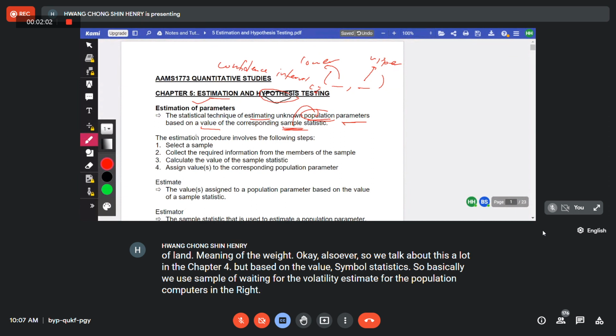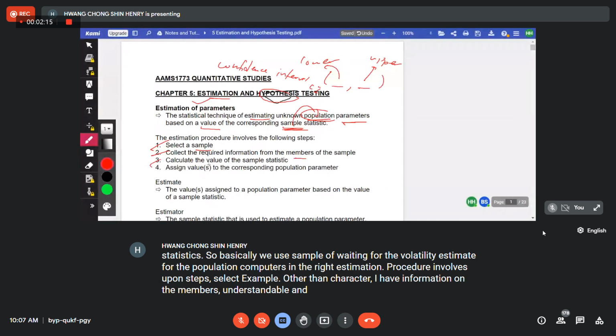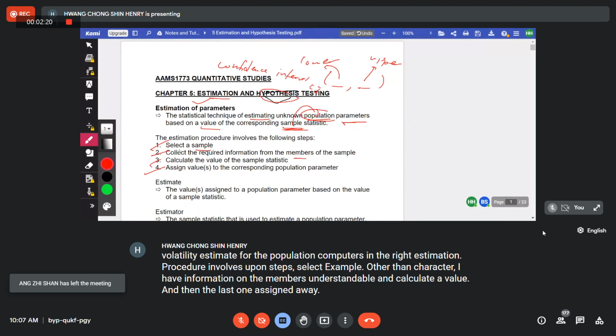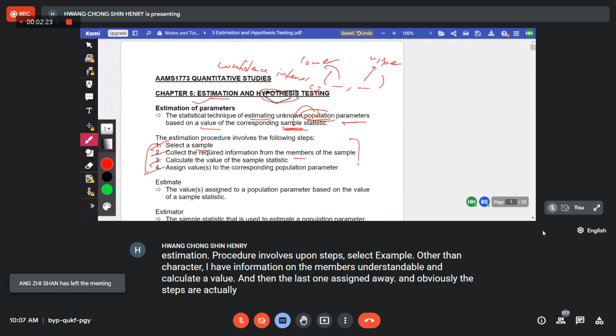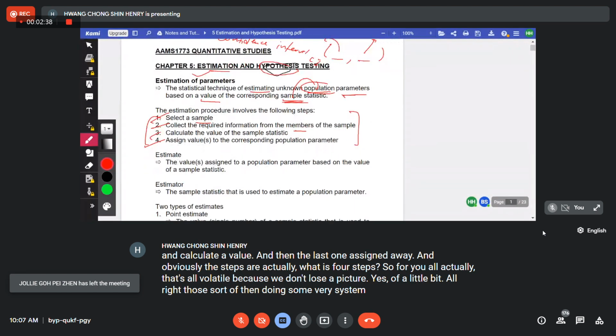Right? Now, the estimation procedure involves the following steps. Select a sample, a small group. After that, collect the required information from the members of the sample. Then calculate the value. And then the last one, assign the value. Okay, now these are the steps that, if a person is involved in a survey, then we follow these 4 steps. So for you all, actually just for knowledge only, because we don't do actual real surveys. So don't worry, this one will not be tested. Alright, those doing survey research have to follow these steps.